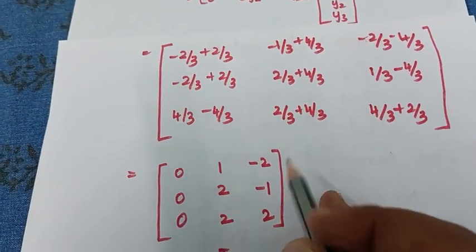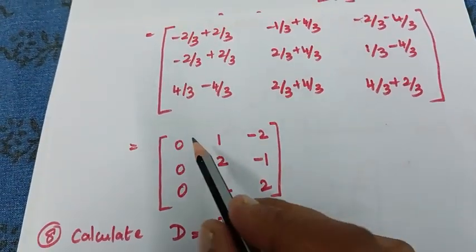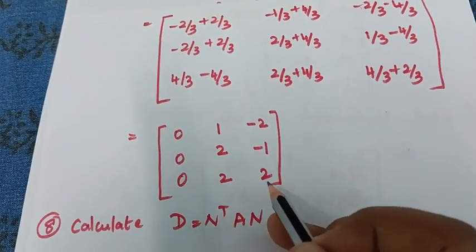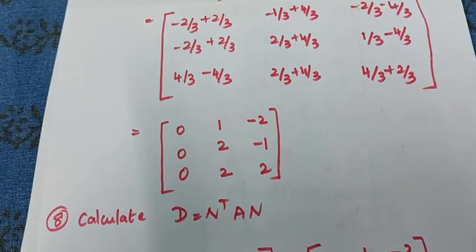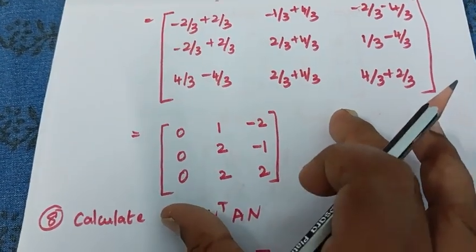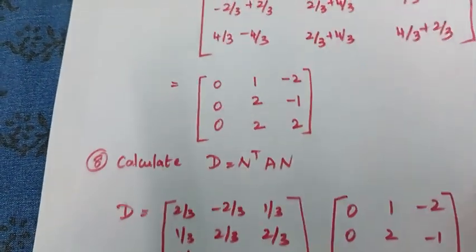Then you reduce it, and you will get the answer: 0, 0, 0, 1, 2, 2, minus 2, minus 1, 2. This I have already explained, so I didn't explain it again. If you have any doubts, just write in the comment section.